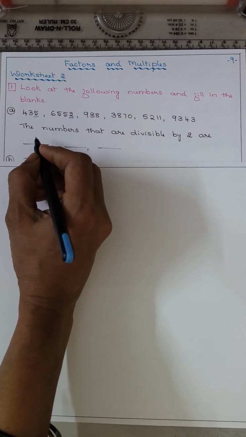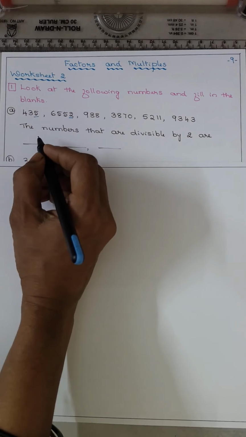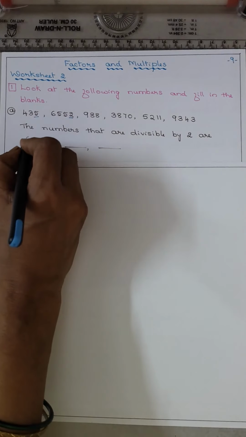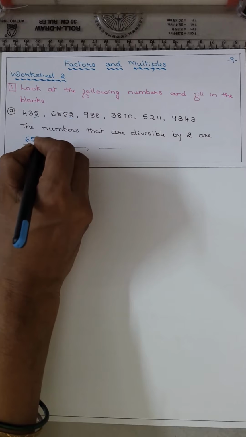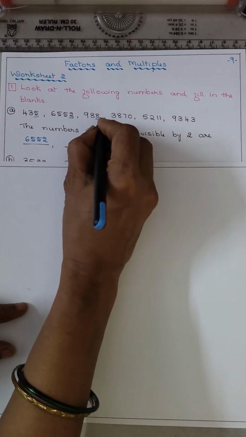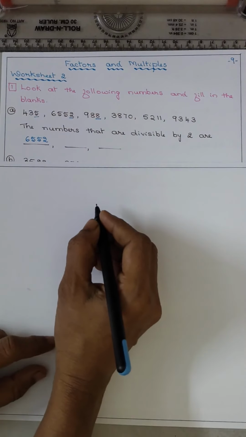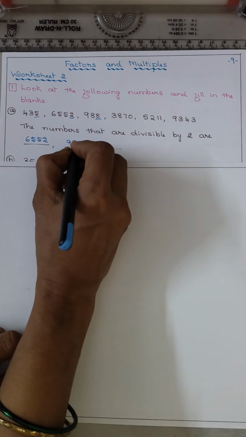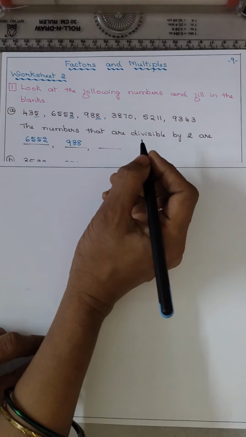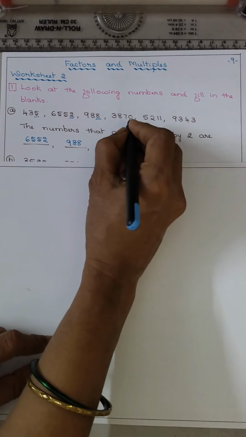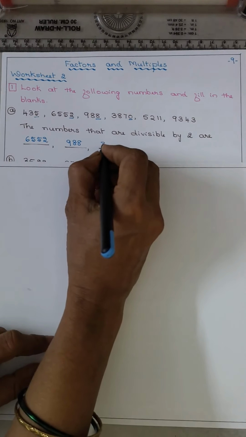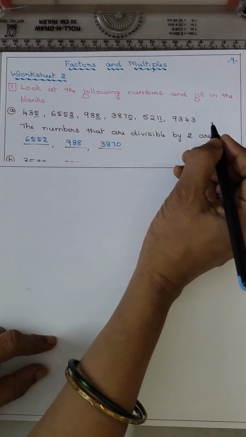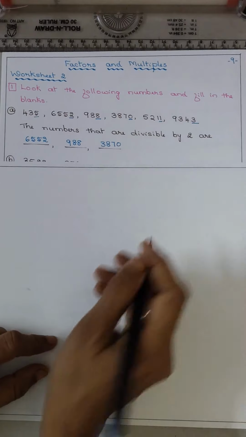So first answer it is 6552. Next, it is ending with 8. It is also even, that is why it is divisible by 2. Ending with 0. Yes, 3870. Here it is 1, not possible. 3, not possible.